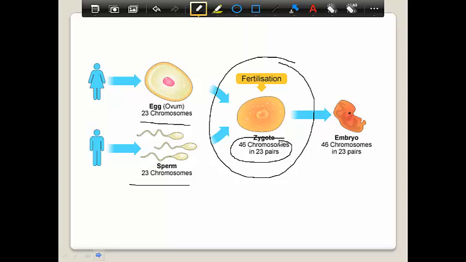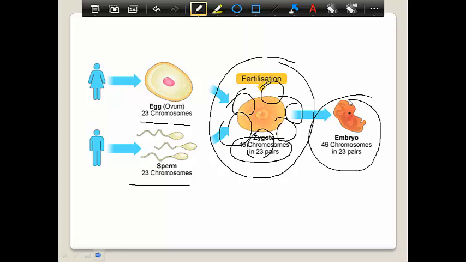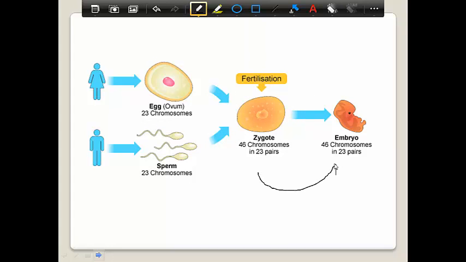The zygote, which is the result of the egg and the sperm coming together, goes through mitosis and divides and creates lots and lots of cells, which eventually create an embryo, which still has 46 chromosomes in each cell in 23 pairs. There are a lot of cells in this little embryo, but each little cell has 46 chromosomes in 23 pairs because it's gone through mitosis. So to get from a zygote to an embryo and then eventually a full-term baby, lots and lots of mitosis or copying of the cells has to happen.